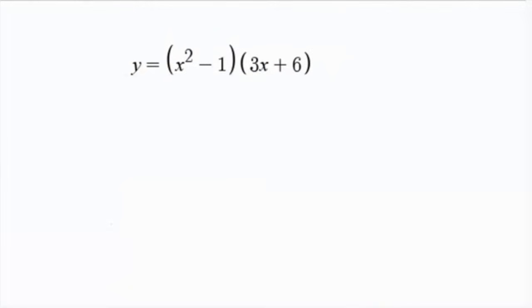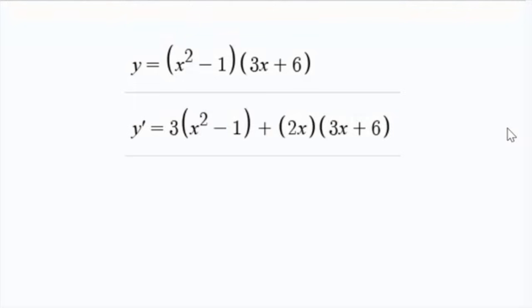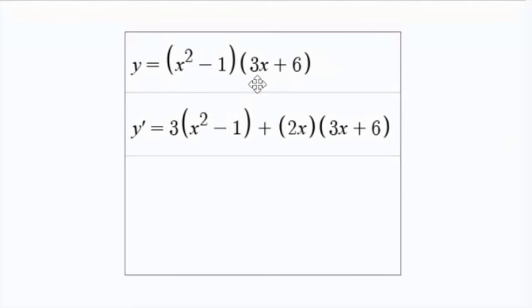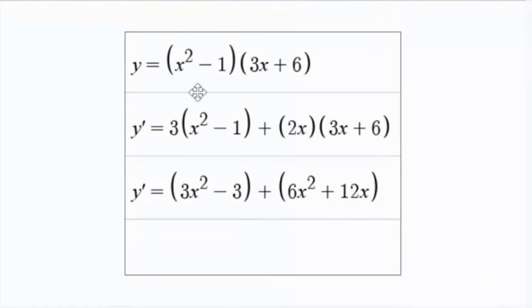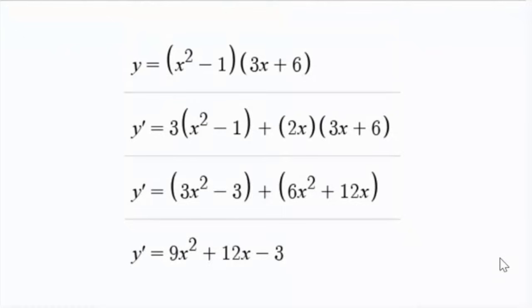Here's an example. We have x to the second minus 1 being multiplied by 3x plus 6. Here we have done product rule. The derivative of 3x plus 6 would just be 3, so you multiply it over here. And then the derivative of x squared minus 1 would just be 2x, and then you multiply it by the original function here. And then we should get something like this after distributing our values. And our final answer would be 9x to the second plus 12x minus 3.